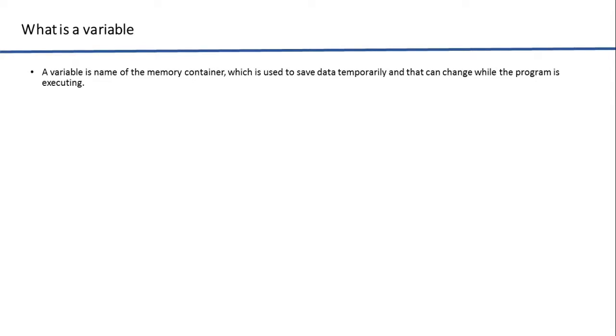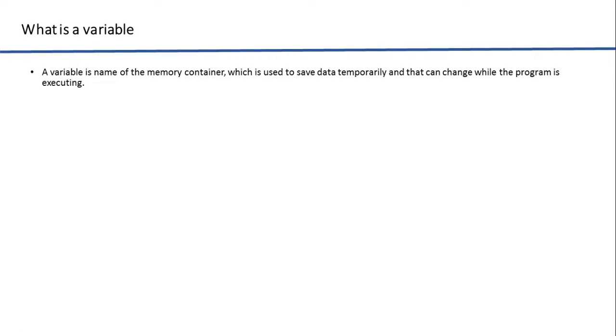Basically, if you are writing an application, you need to process data. While processing data, you need to save the data temporarily in some location. That location is called the memory container, which we are speaking about. And the data in this memory container can be read or modified by our program while executing the program, based on our requirements. That's why these memory containers are called variables.